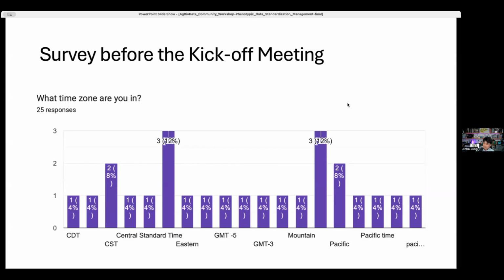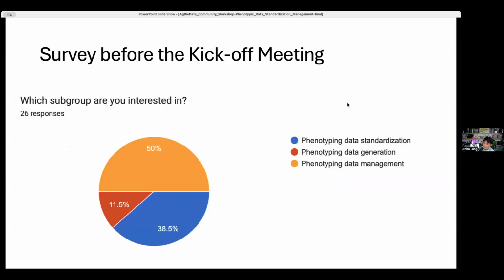The second question that we asked was which subgroup you are interested in. Initially, we were thinking about having three subgroups because we had a pretty large number of members interested in joining this working group.